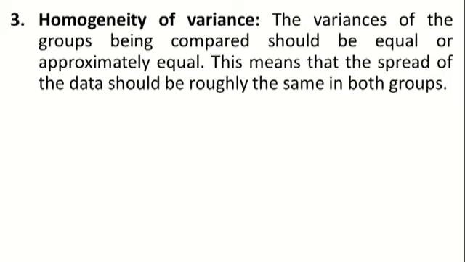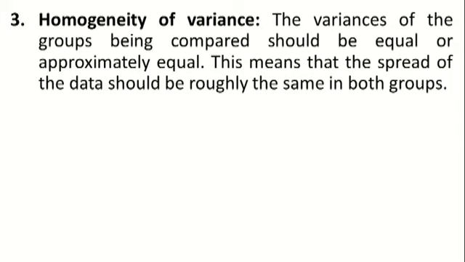Number three is the assumption of homogeneity of variance. The variance of the groups being compared should be equal or approximately equal. How do we get the variance of various groups? We calculate the mean and the standard deviation of these groups. When we look at the standard deviation of these groups, the standard deviation should not differ so much between the groups.